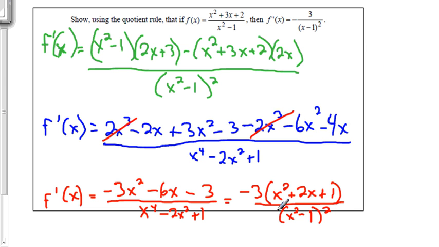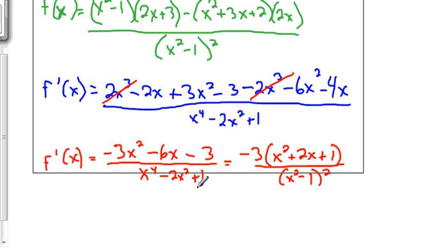Now I've written the denominator two different ways. I know what I need for an answer. If we come up here, I know I need my derivative to be this. So there's my -3. But I somehow have to cancel this, and there's two ways I could do that. So when I have this denominator x to the fourth minus 2x squared plus 1, I'm going to first do long division, divide by this, and then we'll talk about a shortcut way. I don't know if you guys can see that, but let's do long division here.